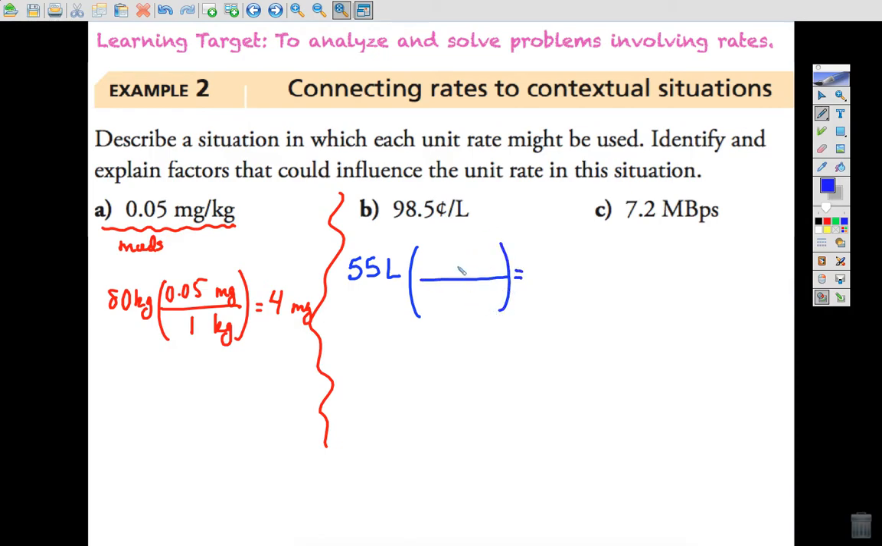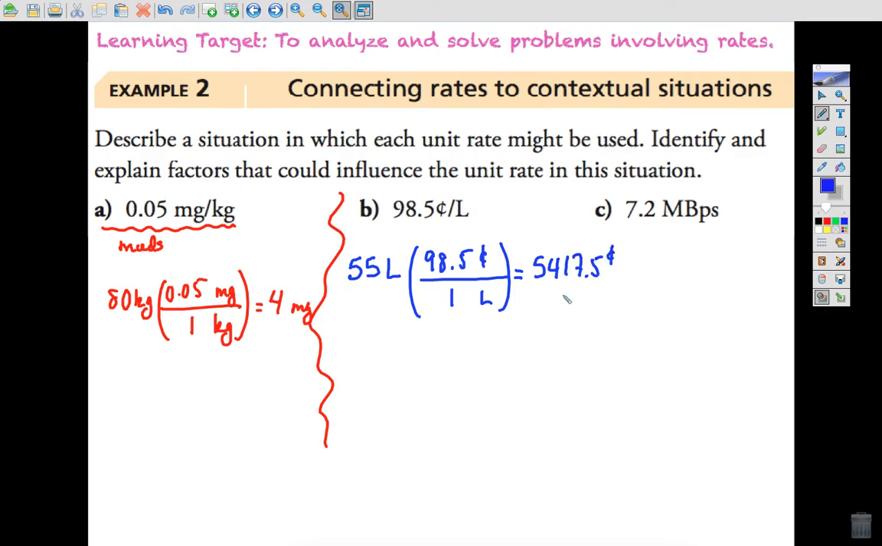So I would take my liters on bottom, so I can get rid of my liters unit, and leave me with cents up top. And if I look at this, I've got 1 liter is equating to 98.5 cents. So again, a quick multiplication, 55 times 98.5, and it looks like it's going to cost me 5,417.5 cents.